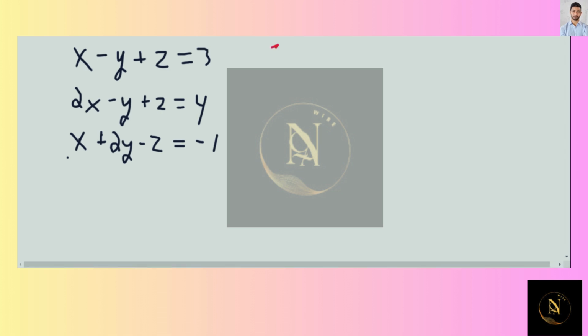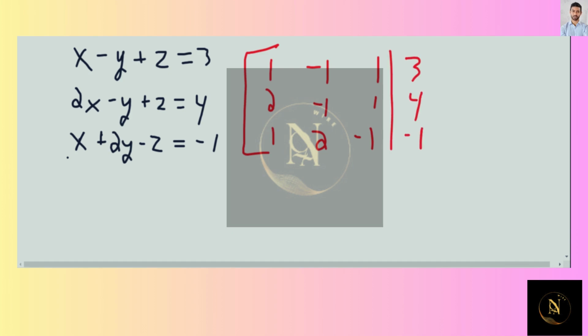Alright, here on this problem we want to solve this system using Gaussian elimination. So first, to get our matrix, just write down your coefficients. Up top we've got 1, negative 1, 1, 2, negative 1, 1, 1, 2, negative 1. And then on the right hand side we have 3, 4, and negative 1. And so here's our augmented matrix.